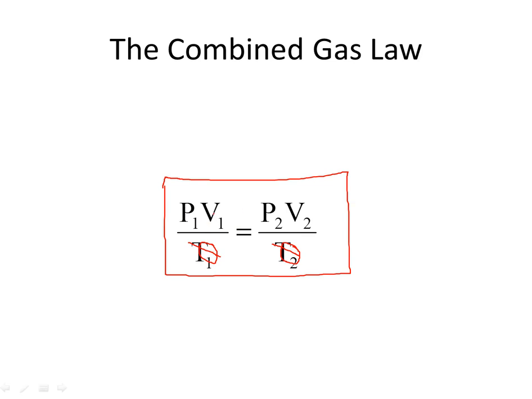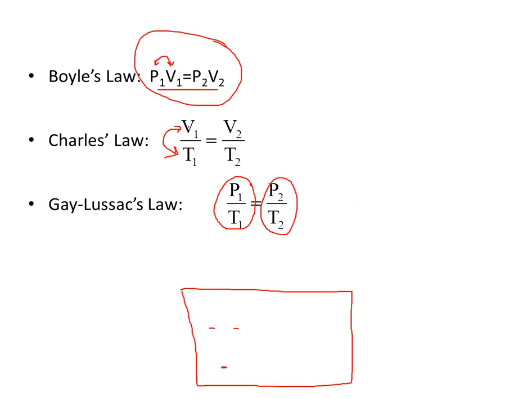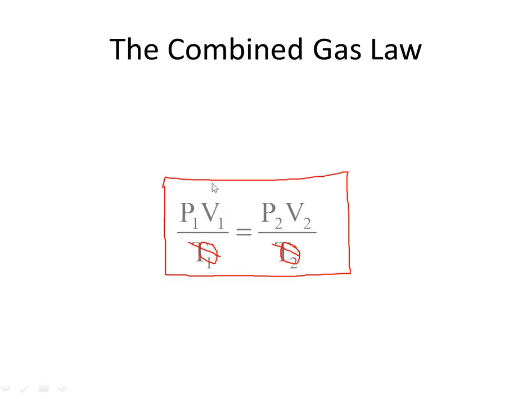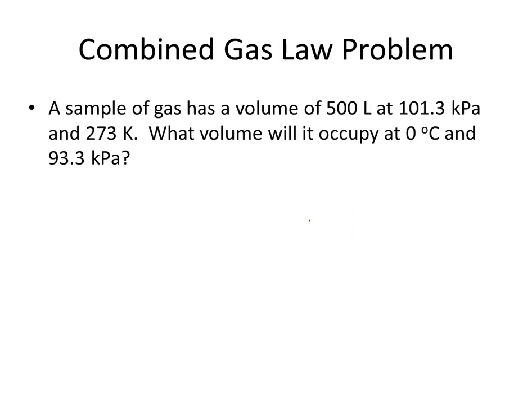And same thing for the other variables. If we look at Charles' law, volume and temperature are proportional to each other, assuming pressure is kept the same. If pressure is out of the equation because it remained constant, it's mathematically eliminated itself, and we'd have volume 1 over temperature 1 equals volume 2 over temperature 2. Charles' law. And we can do the same thing by keeping volume the same for Gay-Lussac's law. So the combined gas law combines all three variables in one.